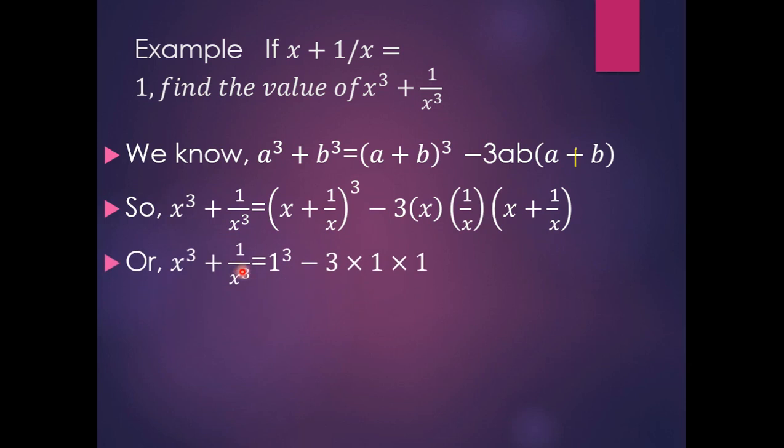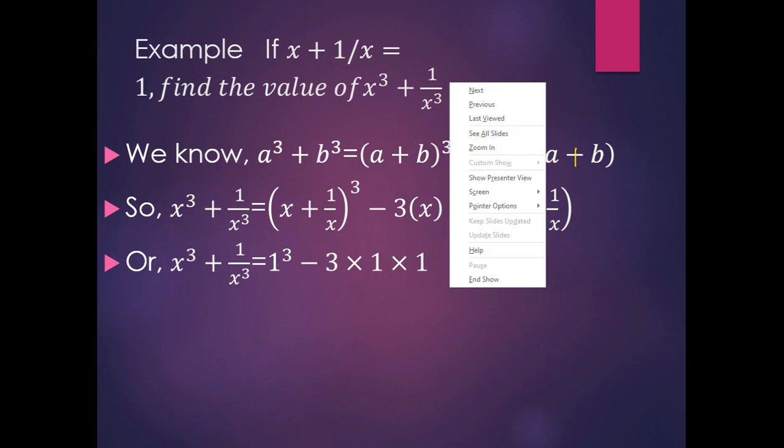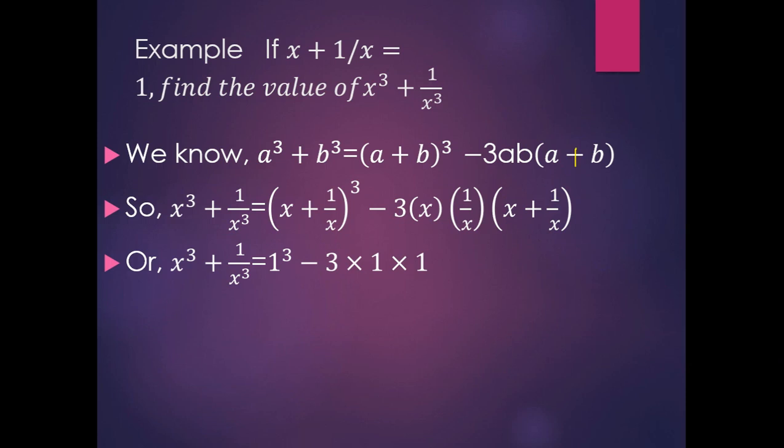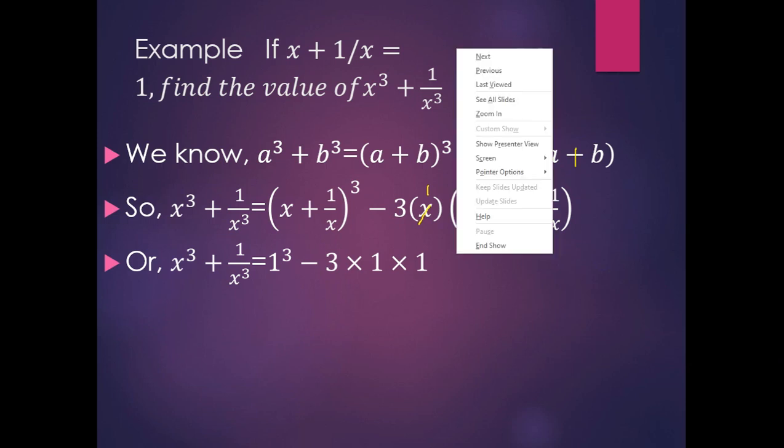So using this formula we can easily write this. And now x cube plus 1 over x cube equals x plus 1 over x, whose value is 1, minus 3 times x and 1 over x, and x can be cancelled. This x plus 1 over x value is 1, given. So we have 3 times 1 times 1. Here x divides x, 1 time, so 3 times 1 times 1. Here no sign means multiplication.